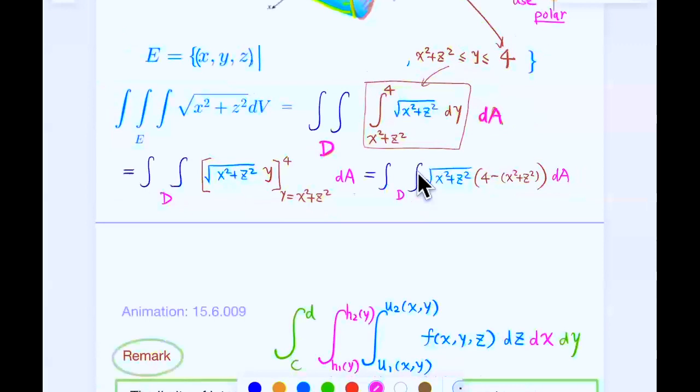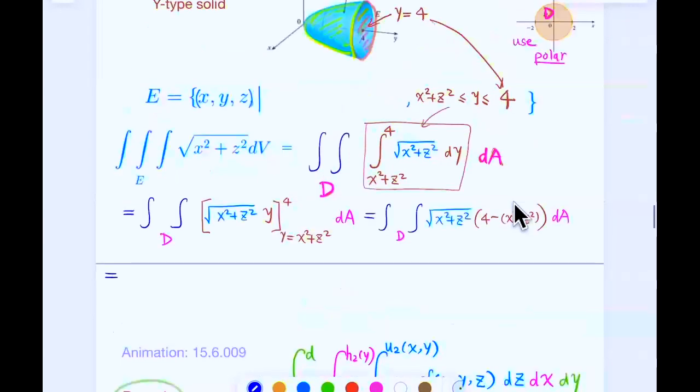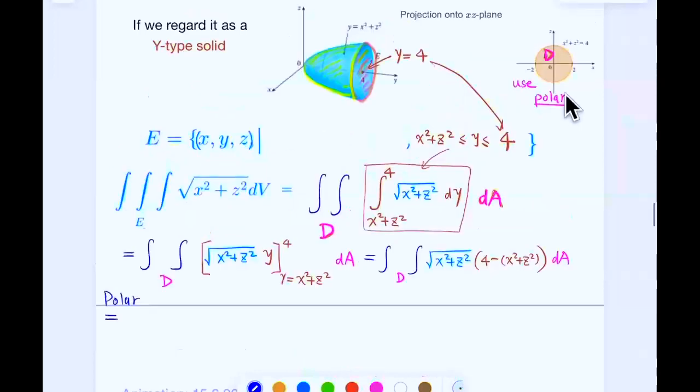Let's try to get this done. Okay, how do we do this? I'm going to change to polar coordinates. In polar coordinates, looking at this one right here, this is on the xz plane. So x squared plus z squared will be equal to what?